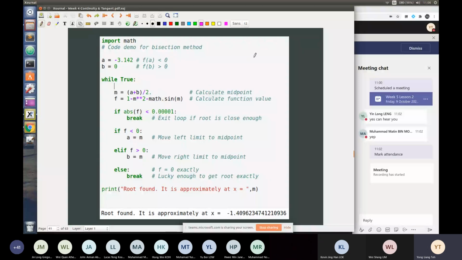Maybe you can take some time and try to find the other root in the other interval, 0 to pi. This one I'll leave you to try out on your own. I'm not sure if you are using Python, but it doesn't matter which programming language you use. You can use C or whatever. The syntax of the code is as such.